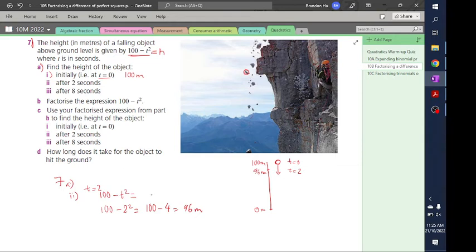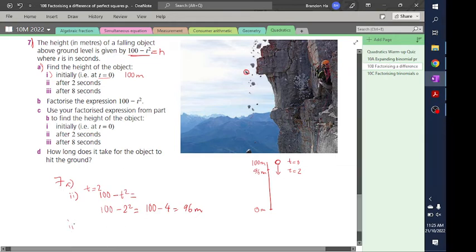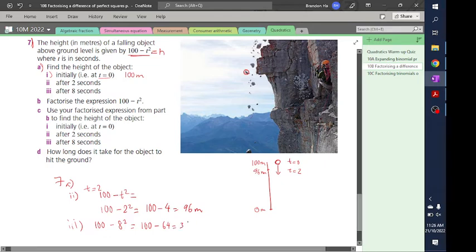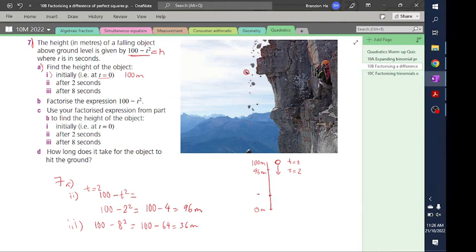After 8 seconds we do the same thing. 100 minus 8 to the power 2, that will be 100 minus 64, and that will give us 36 meters. So it is somewhere like over here. This is t equals 8 seconds. Make sense so far? So let's go ahead and think about the next question. All right.